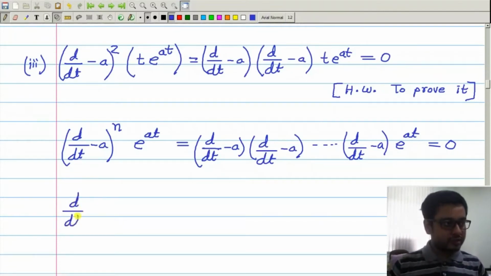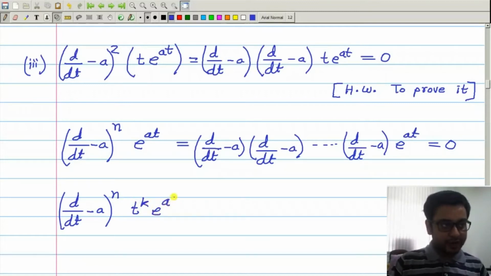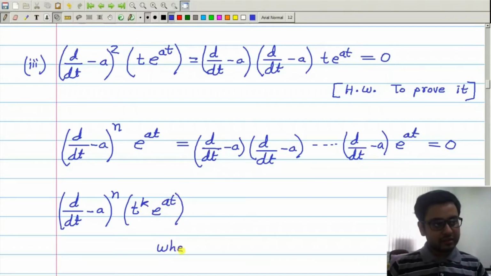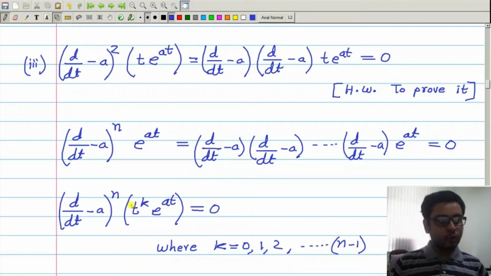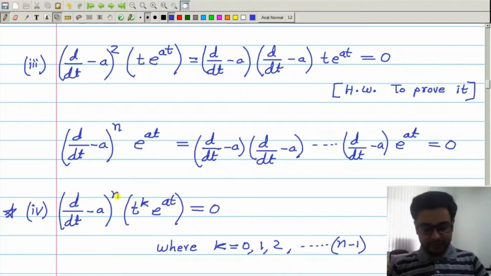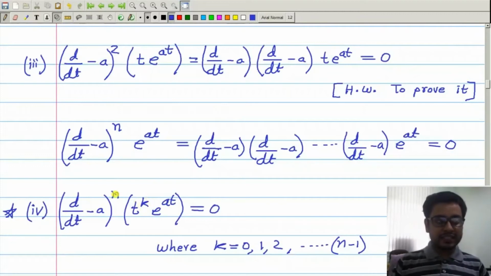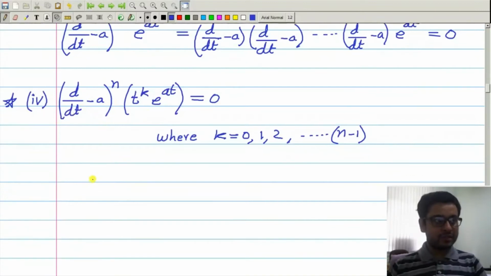Also, if you operate this d/dt minus a to the power n on t to the power k e to the power at, where k is an integer, any integer like 0, 1, 2, any positive integer less than n, so up to n minus 1, then you shall again get 0. So this is the most general rule. If you take d/dt minus a n times and operate it on t to the power k e to the power at, you shall get 0 provided k is less than n. So this is the general rule. You should try to prove this using the principle of mathematical induction.